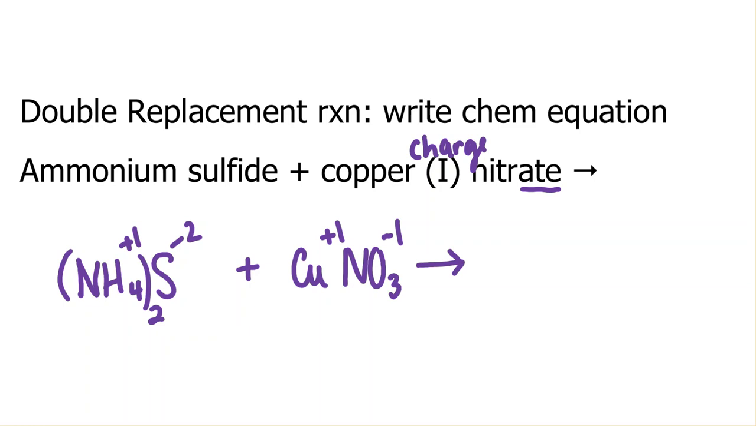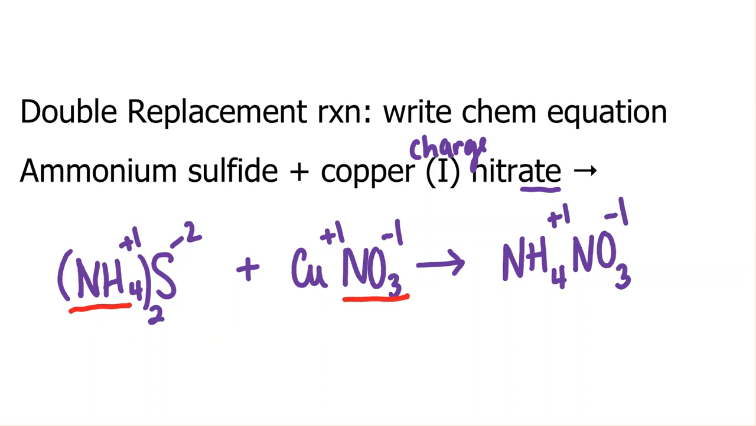Okay. Then when I go to get the products in a double replacement reaction, what happens is that the positive part of one goes with the negative part of the other one. Always write the positive one first. The charge will be the same as it was before. And this is already neutral, so I don't need to do anything with subscripts. So ammonium nitrate, and then again I'm going to use the positive part of this one to go with the negative part of that one.